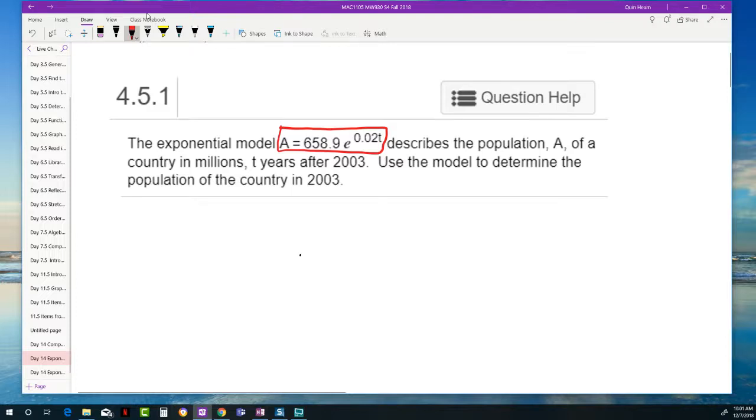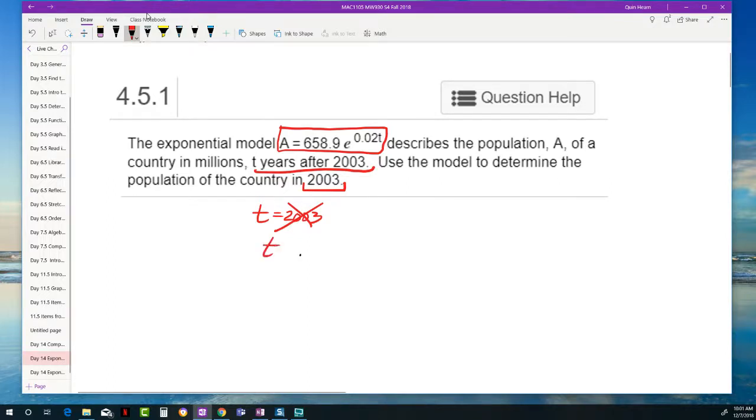So all they're asking us to do is to plug in t. But what is t? So t is the number of years after 2003. So if we're in the year 2003, we're not going to write t equals 2003, right? T is the number of years after 2003. So how many years after 2003 is 2003? 0 years, right?